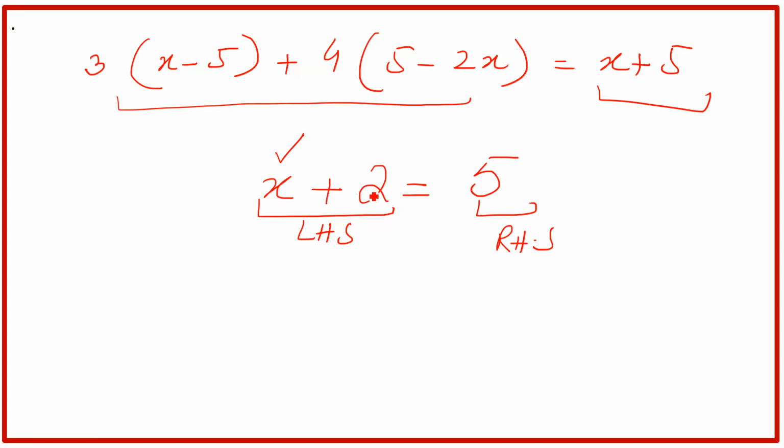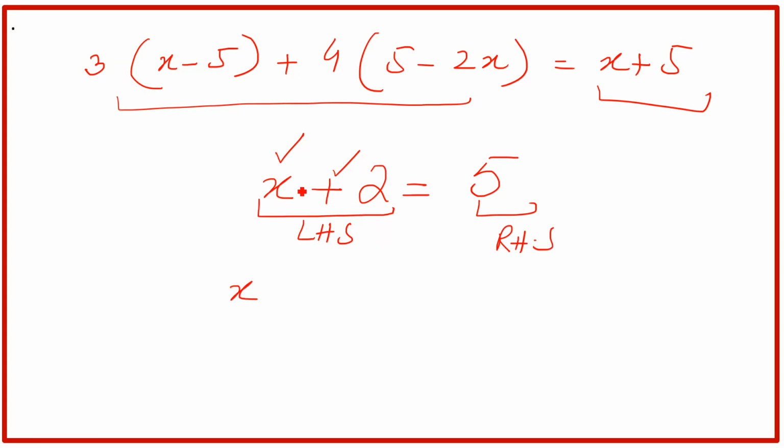So here is plus 2. You have to remove this 2 from here. So first of all, you have to see what is the relationship between x and plus 2. There is an addition. The relation is addition. So what is the opposite of plus? The opposite of plus is negative.